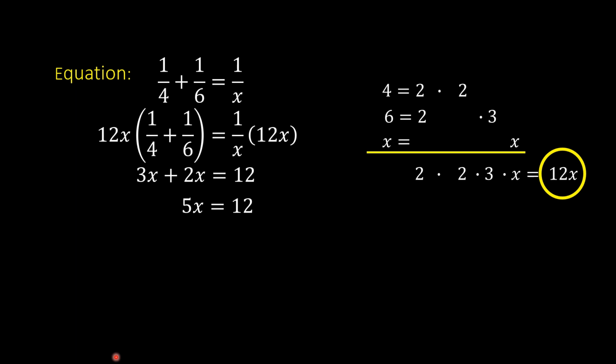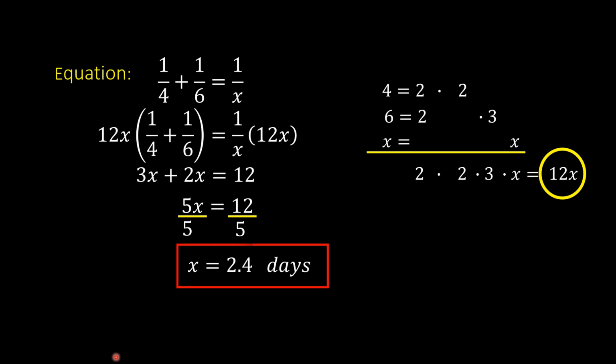Divide both sides of the equation by 5. X is equal to 2.4 days. This is the number of days Jack and James need to finish the piece of work if they work together.